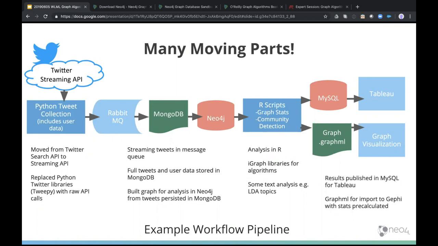No, I think the MongoDB, I don't know, what did he say? Oh, the full tweet. What he did is he put the full tweet over here, right? All the text and maybe even the images. But he stored the relationships between the tweets in Neo4j. Yeah. So that kind of makes sense.